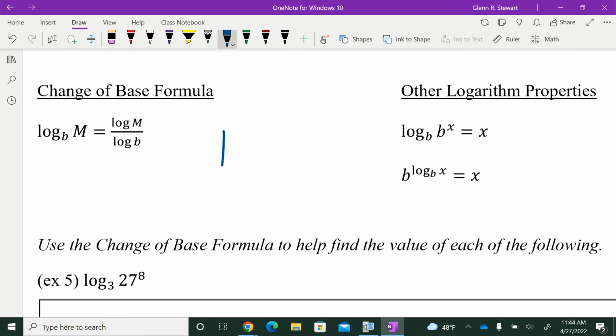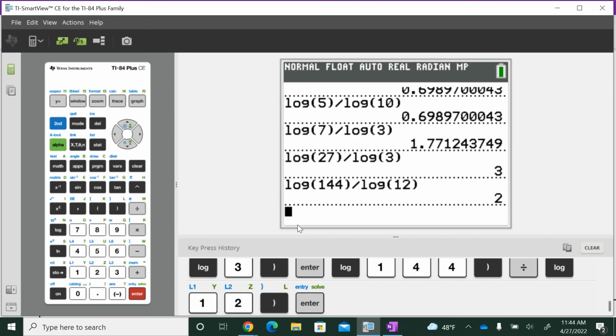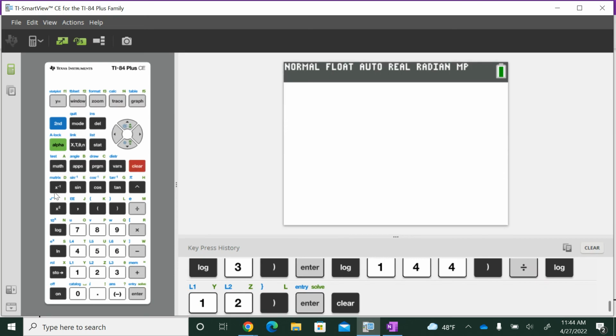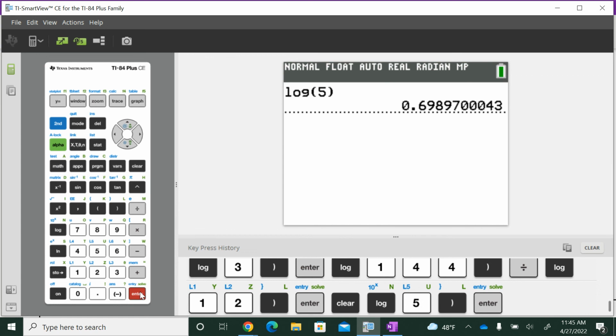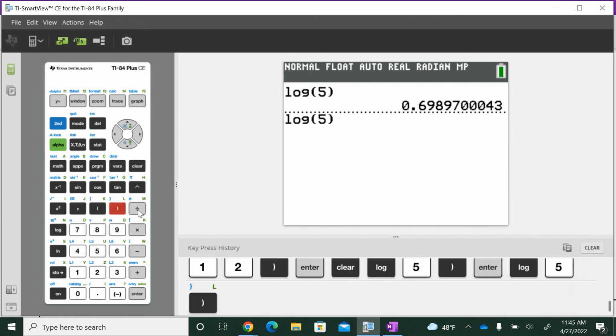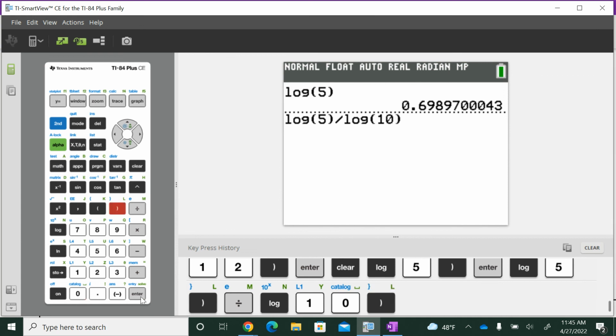I'm just going to say I've got log base 10 of 5. So pulling up my calculator. Yesterday I said the base of 10 is already there in your calculator. So from here I could just hit enter and I get my answer 0.6989. If I use the change of base formula, I would type in the log of 5, parenthesis, divided by the log of 10, parenthesis, and then hit enter, and it would give me the same exact answer.